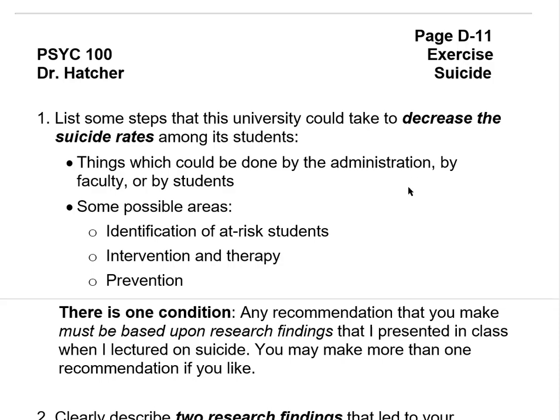Number 1, list some steps that this university could take to decrease the suicide rate among its students. That is, give me some things that could be done by the administration, or maybe by faculty, or maybe by the students. What do you mean by that? Well, come up with things that could be useful for identification of at-risk students. Based on the research evidence that I'm about to present, what might we do to better identify the kind of people that are more at risk for committing suicide? Come up with ideas for intervention and therapy based on what I'm about to lecture on. What ideas does it give you for how we could intervene with somebody that's thinking about suicide?